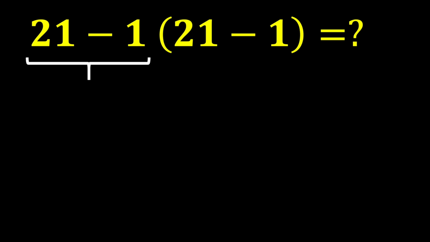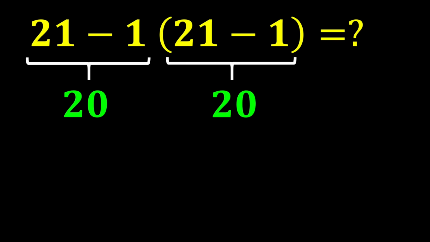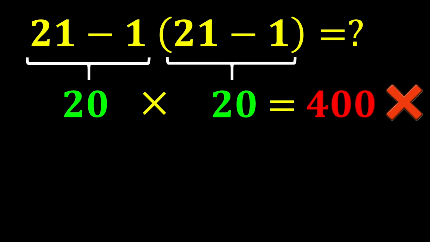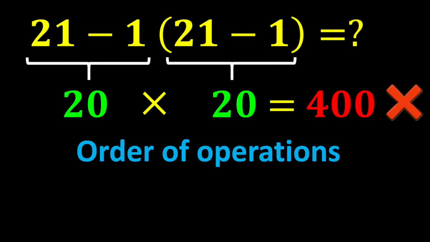21 minus 1 gives us 20, and again 21 minus 1 gives us 20, in the end, 20 times 20 gives us 400. But this answer is not correct because we did not follow one of the most important rules in mathematics called the order of operations.